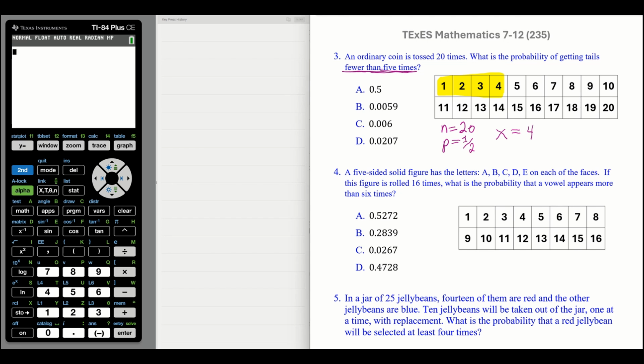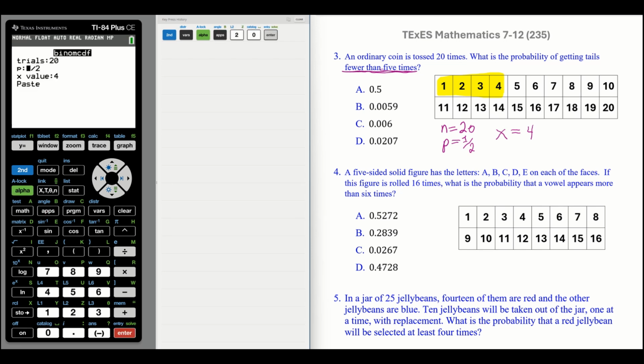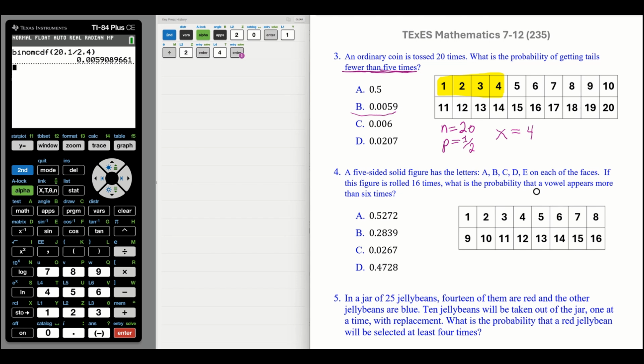So second, vars, alpha, apps. n is 20, enter. Looks like I had this in, but I'll enter it all again. And 4, enter, enter. No need to round, and that will be option B.